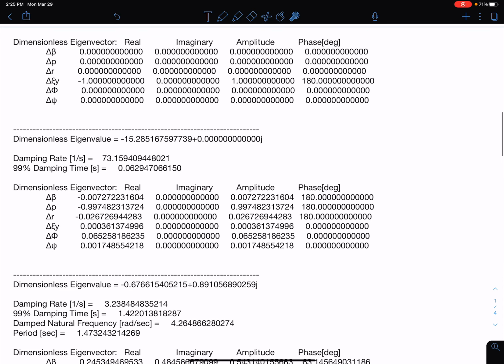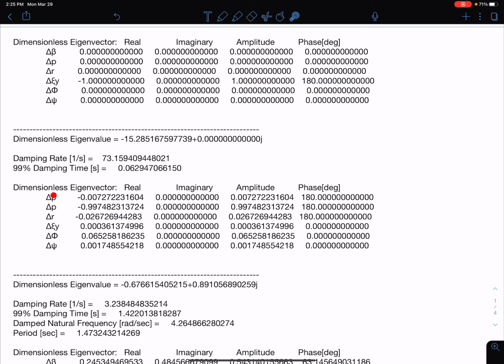Okay, so let's go on to the next dimensionless eigenvalue. We've got -15 and then zeros for the imaginary part. So this is a real number. We've got a damping rate of 73 and then a 99% damping time of less than 1/10 of a second. This is 6% of a second. So this is very rapid damping. So this mode is going to last for just a very brief moment, and we probably won't even feel it on the aircraft. So let's look at what's happening here.